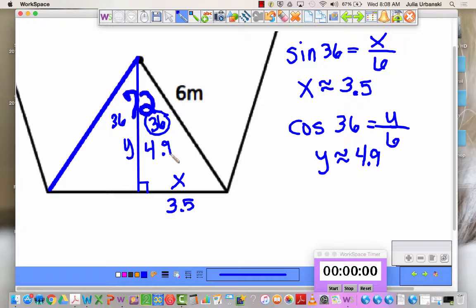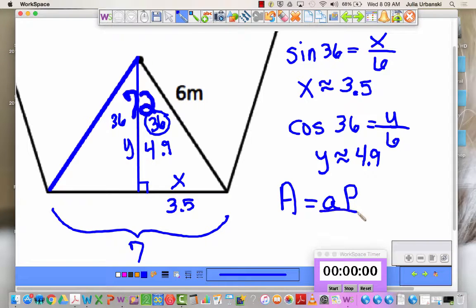So now look what we have. We have the apothem, 4.9. We don't have the perimeter yet, but the perimeter would be pretty easy to see. What would this whole entire side right here be? 7. And how many of them make up the perimeter? 5. So you can find the perimeter that way. Okay? So the area equals the apothem times the perimeter divided by 2.